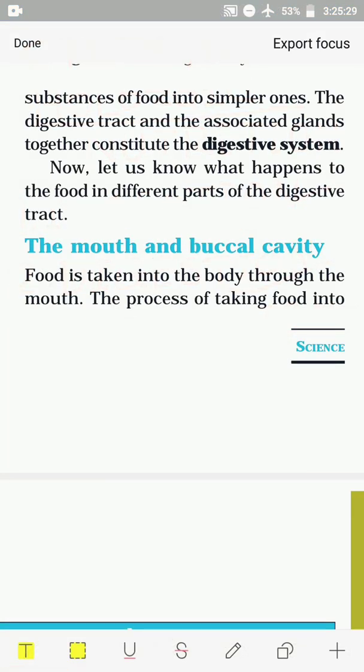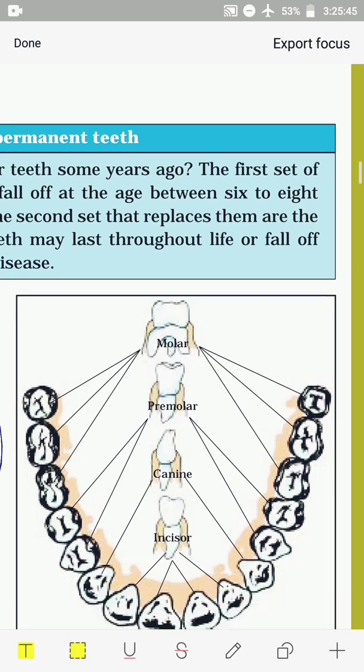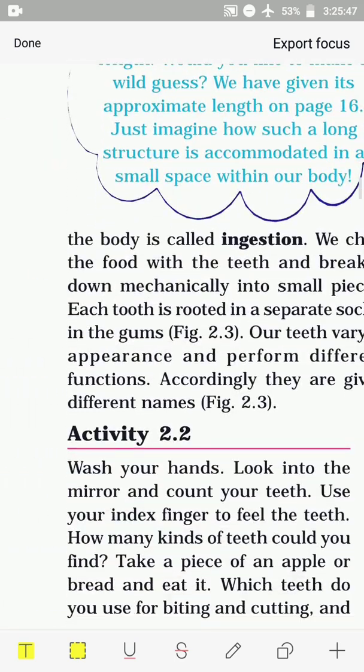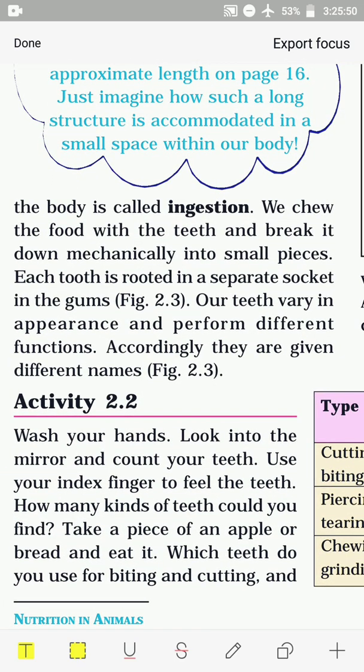Now let us know what happens to the food in different parts of the digestive tract. The mouth and buccal cavity, or the mouth cavity, is guarded by lips. Food is taken into the body through the mouth. The process of taking food into the body is called ingestion. We chew the food with the teeth and break it down mechanically into small pieces. Each tooth is rooted in a separate socket in the gums.